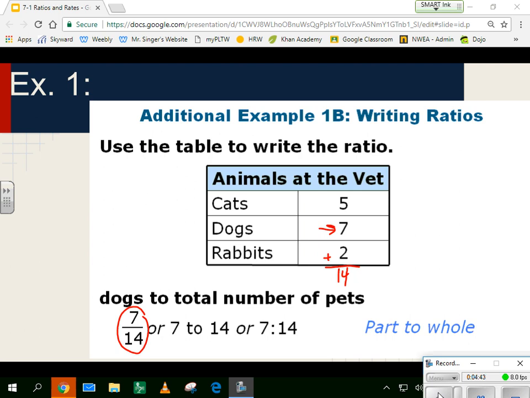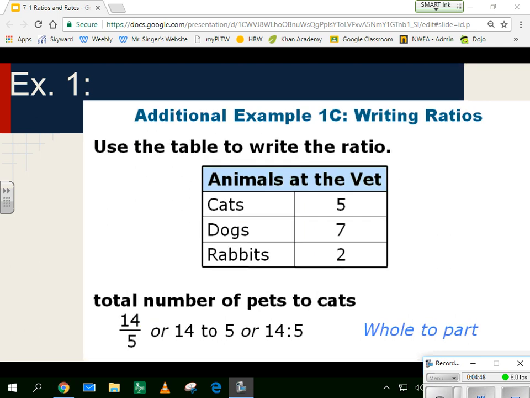Have the bottom down before moving on. And this one you don't have to write down, but I want you to see a whole to part. It's the same thing where you have to add them up, but this time we want to put the whole before the part that we're looking at, in this case the cats.